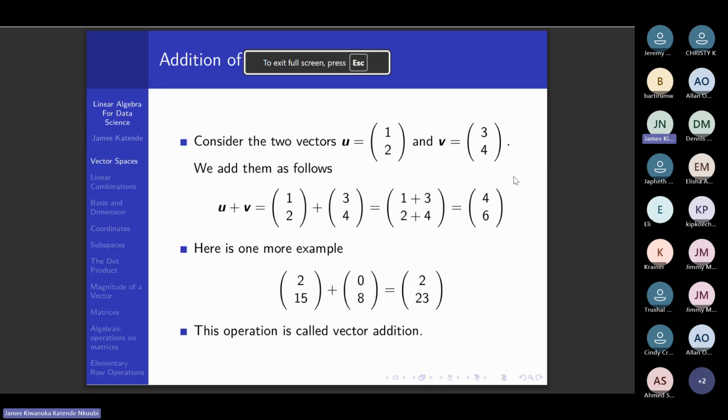So here you can add any two vectors. This can apply to any pair of vectors that you pick, and you can extend it to even 3 or more vectors if you so wish. That's possible. You can keep adding as many as possible in the same fashion.